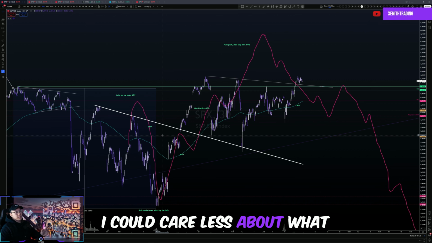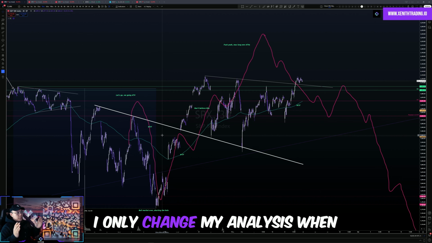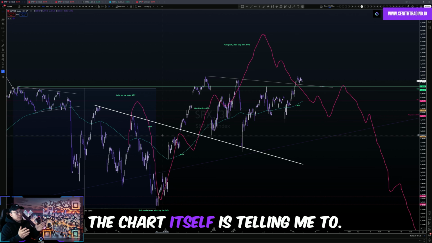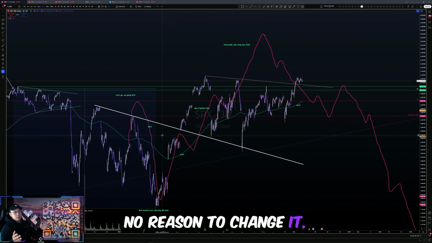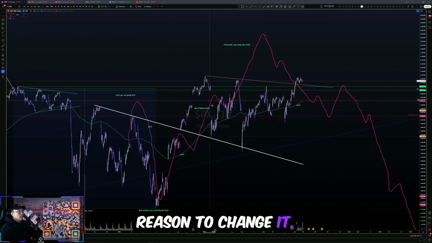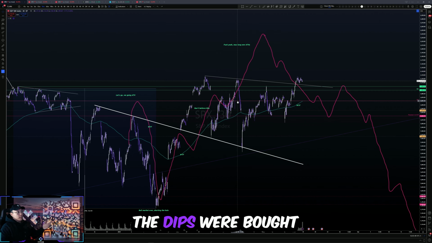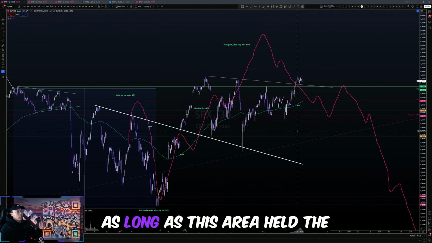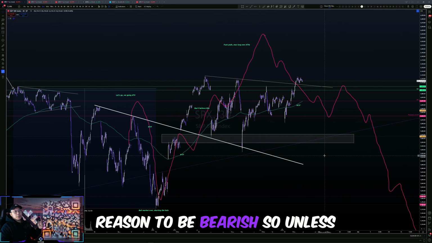I couldn't care less about what you think about the market or what you say about the market. I only change my analysis when the chart itself is telling me to. And as of right now, there's no reason to change it. There hasn't been a reason to change it. We held 59.50. We held 59.66 twice. The dips were bought up immediately. As long as this area held the entire time, I have absolutely no reason to be bearish.